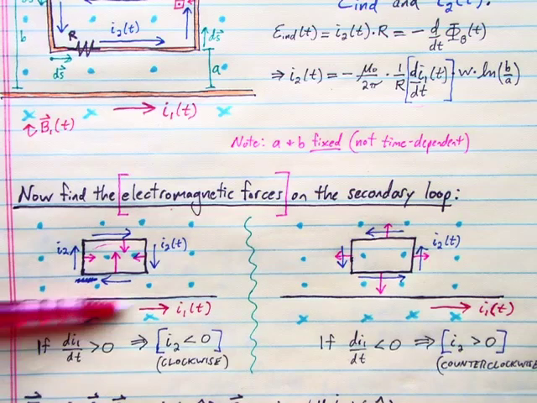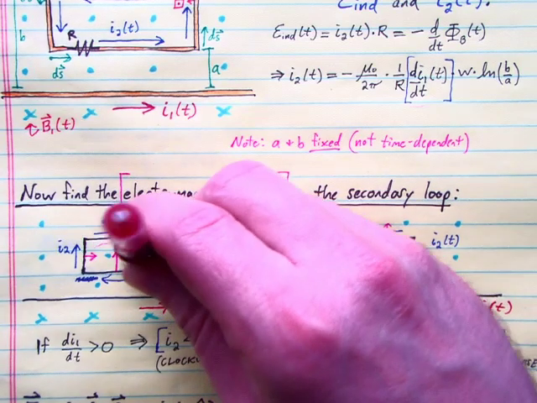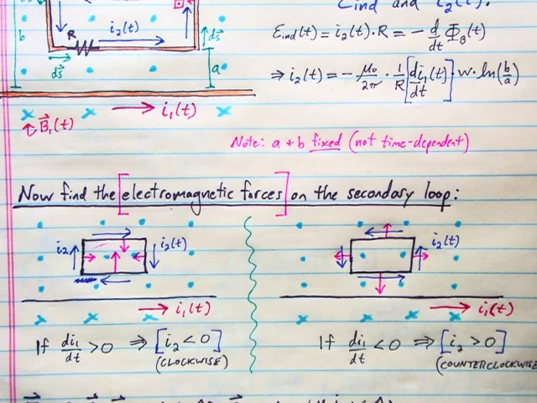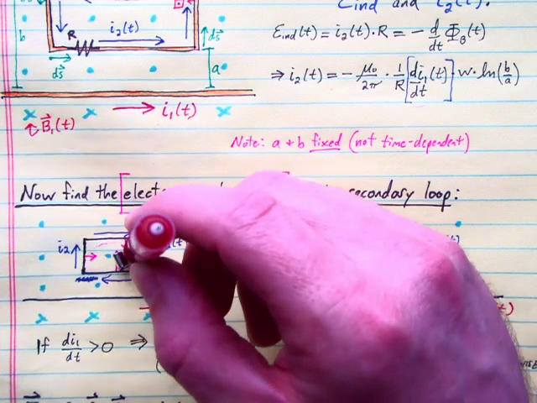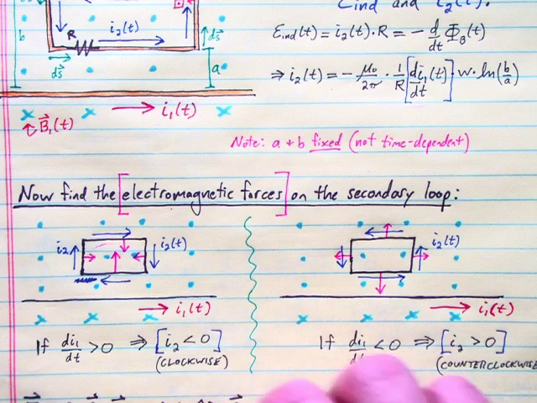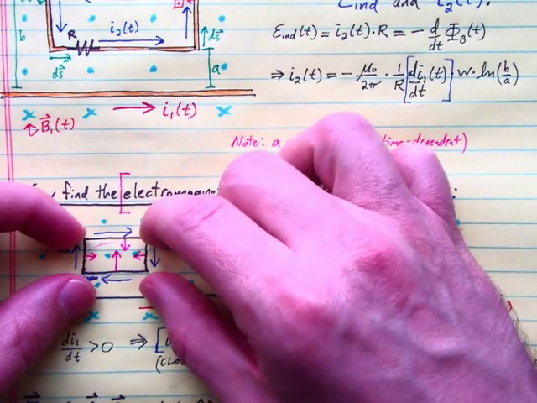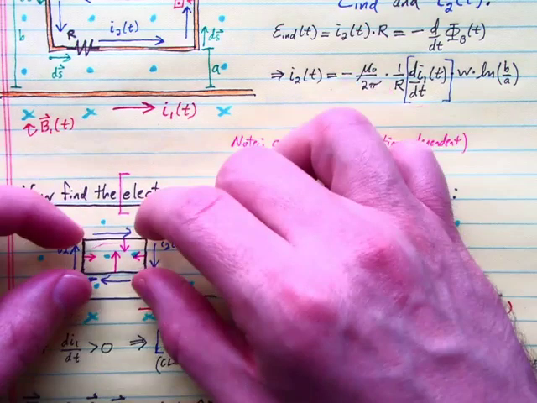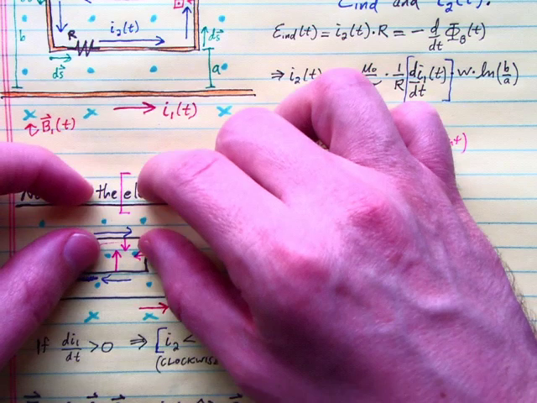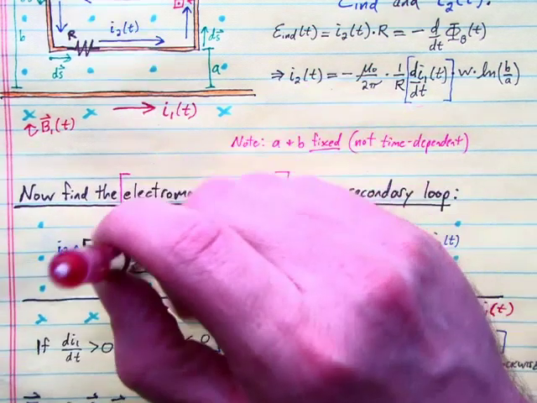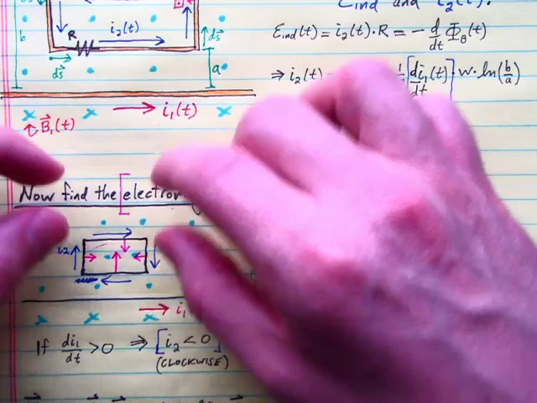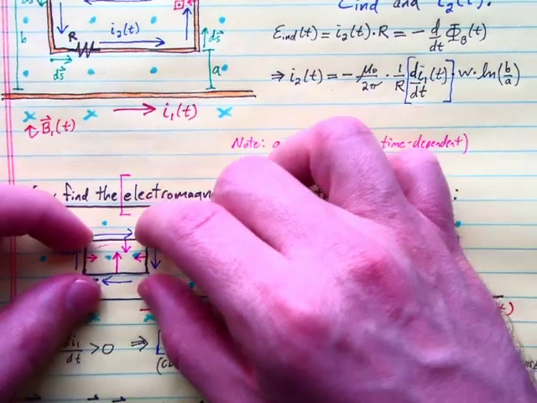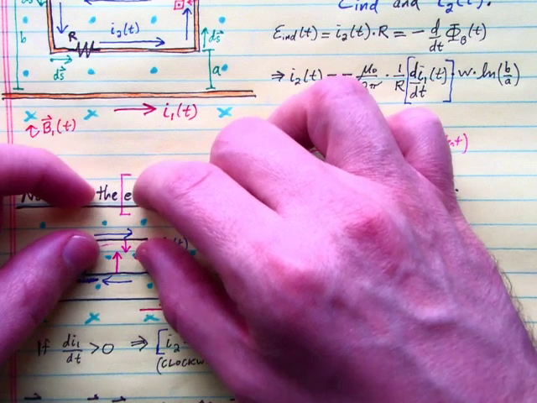If I1 is increasing, that's creating increased flux through the secondary loop. And we know from Lenz's law, from the idea of electromagnetic inertia, that the system will respond to try and oppose that increasing flux through the loop. And by being pushed away from the primary, it's moving into a region of lower magnetic field. So in trying to oppose the increasing flux, the forces conspire to push the loop into a region of lower flux.